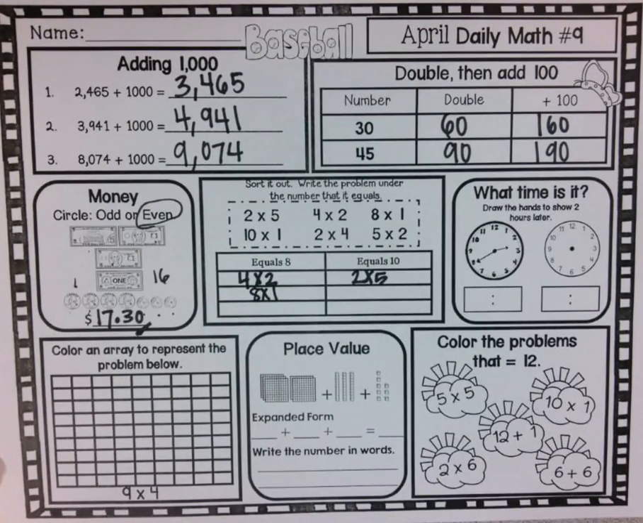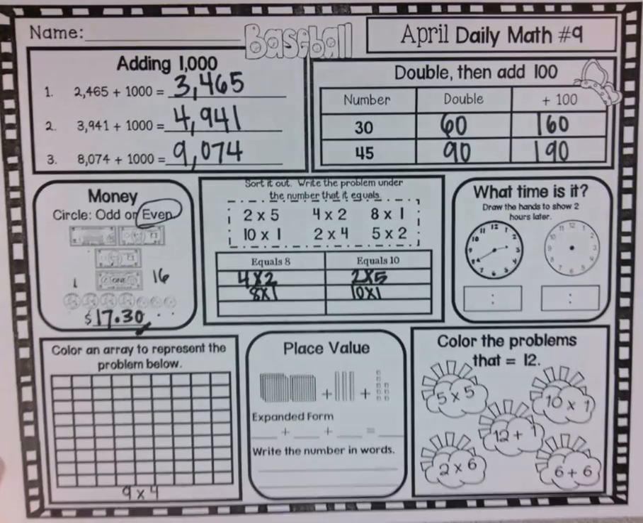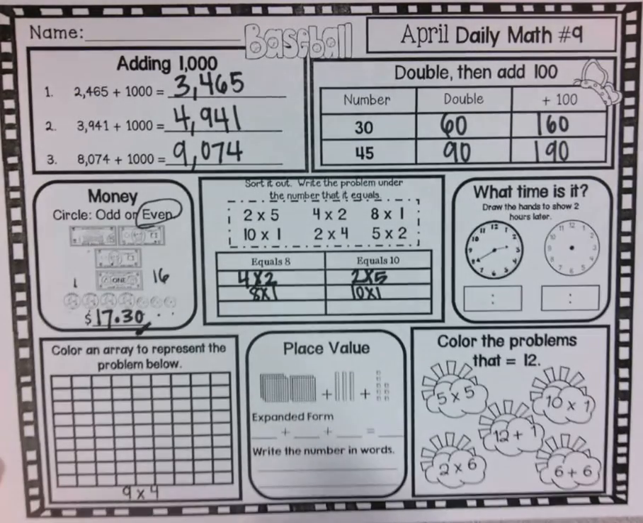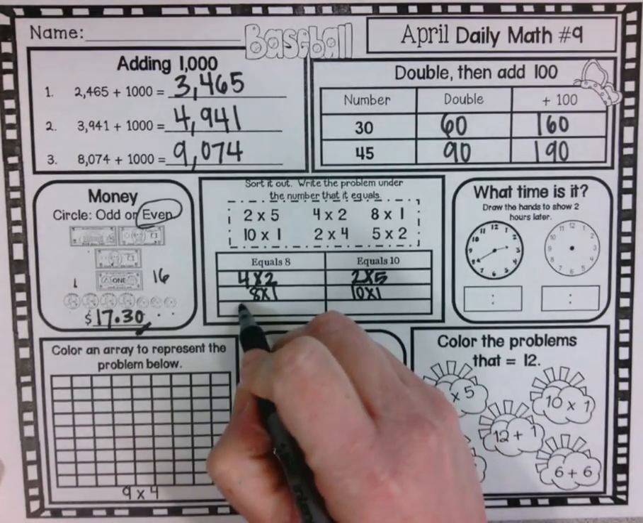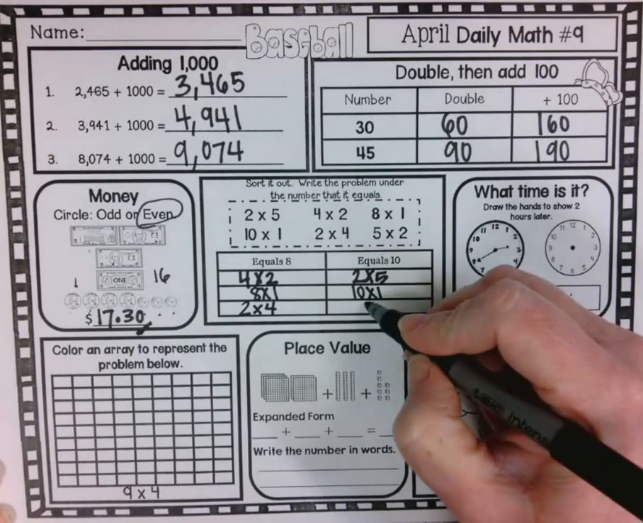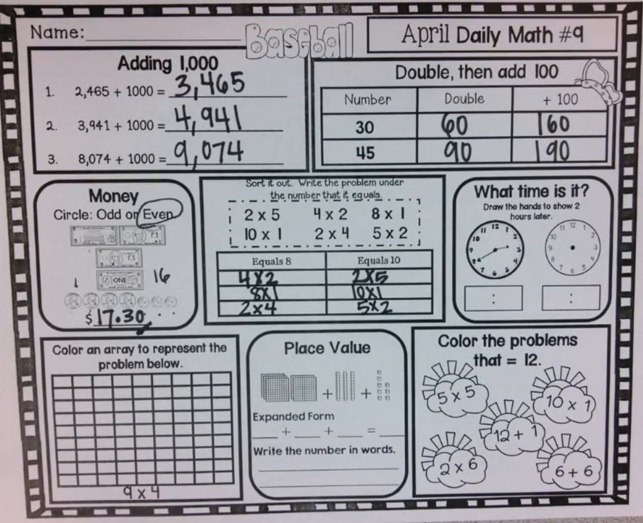How about 10 times 1? If we have 10 times 1, 10 groups of 1. 1 plus 1 plus 1 plus 1 plus 1, 10 times equals 10, right? Any number times 1 is just itself. 2 times 4 is equal to 8. It's the opposite of 4 times 2. And 5 times 2 is equal to 10. It's the opposite of 2 times 5.